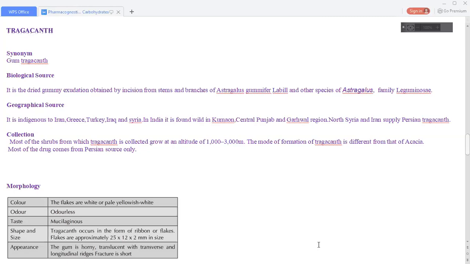Coming to its cultivation and collection, most of the shrubs from which Tragacanth is collected grow at an altitude of 1000 to 3000 meters. The mode of formation of Tragacanth is different from that of Acacia. Most of the drug comes from the Persian source only.